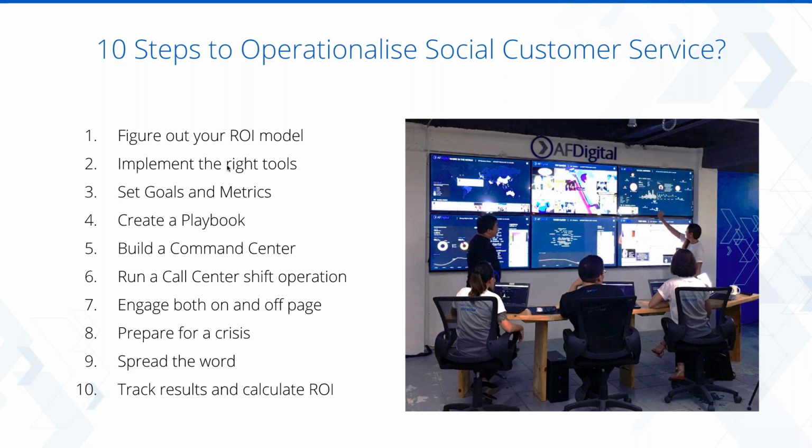4, create a playbook. The playbook is an operating procedure for what you'll do on social media, and that crosses everything: publishing, engagement, advertising, reporting, crisis management. It is just a procedure document. These are business communication tools, and without governance and procedure, it's reckless. So build a playbook.